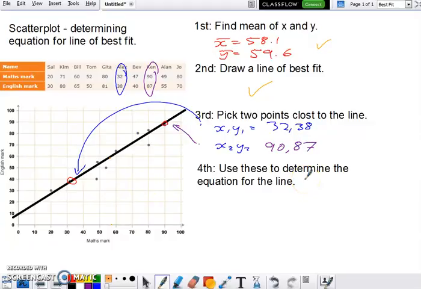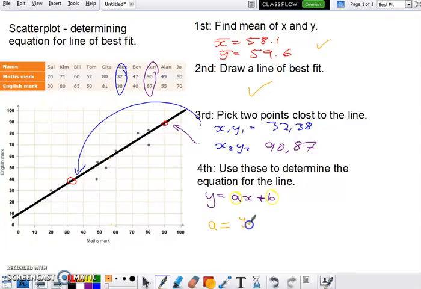Next up, use these points to determine the equation for the line of best fit. So remember that the formula for a line is y equals, in the calculator's case, ax plus b, in grade 9 we're going to say mx plus c. So ax plus b. The 2 numbers we need to actually work out are a and b.